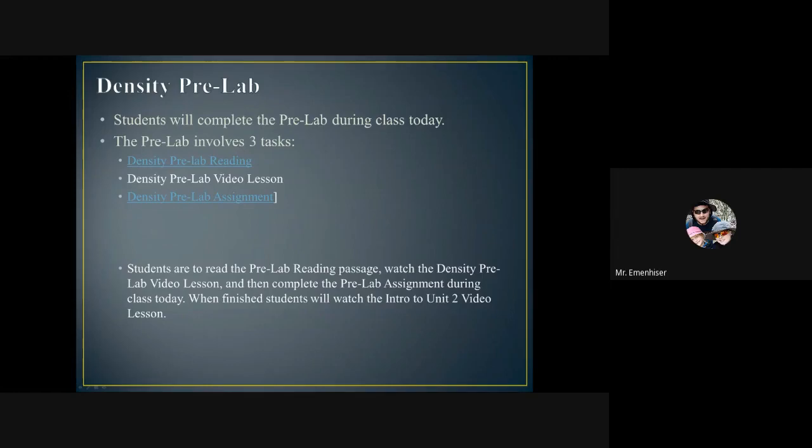Density pre-lab. Students will complete the pre-lab during class today. This is what I'm grading for credit for today. The pre-lab involves 3 tasks. There's a reading that we need to read, so please read that.